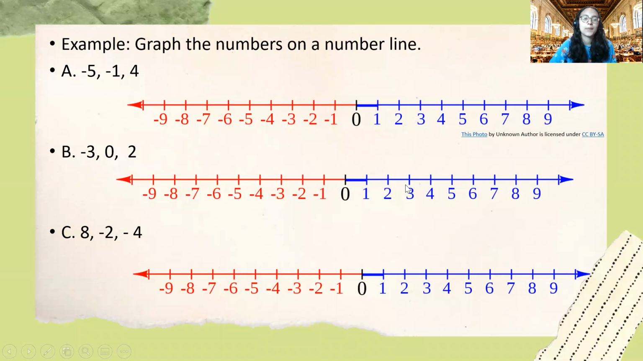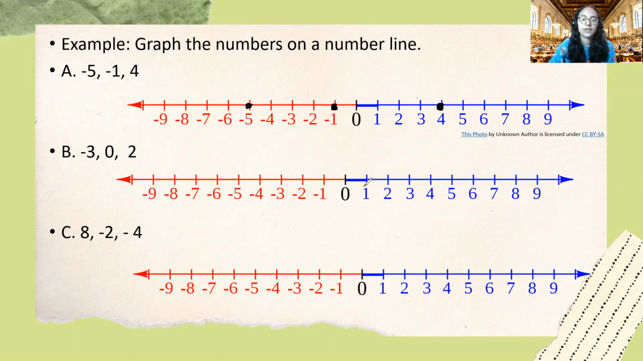So in the first example, we're asked to graph the following integers on the number line. For A, we have -5, -1, and 4. Starting with -5, that is negative, so it will be to the left of 0, 5 spaces over, so it'll be right here. -1 is also negative, so it will also be to the left side, and here it is. And 4 is positive, so it will be to the right of 0, 4 spaces down, and here it is.